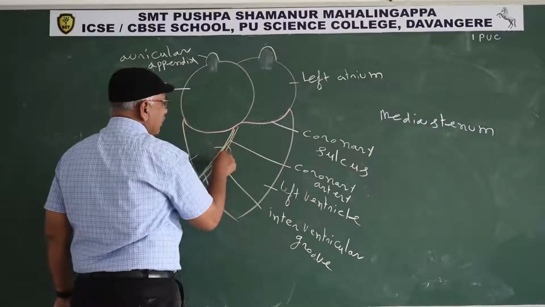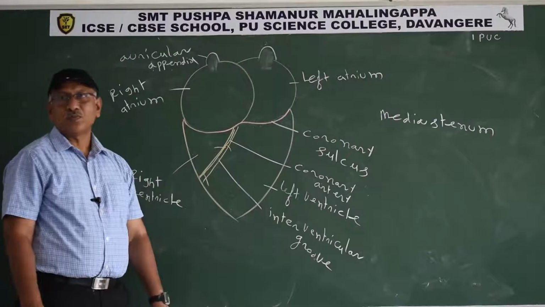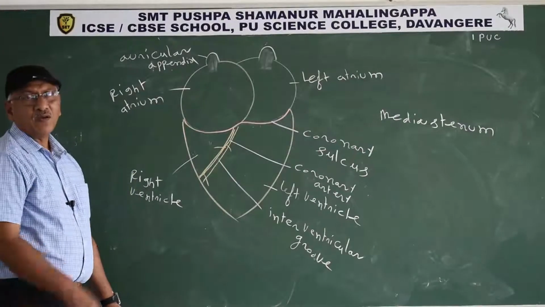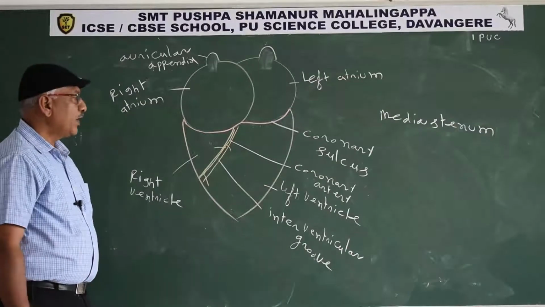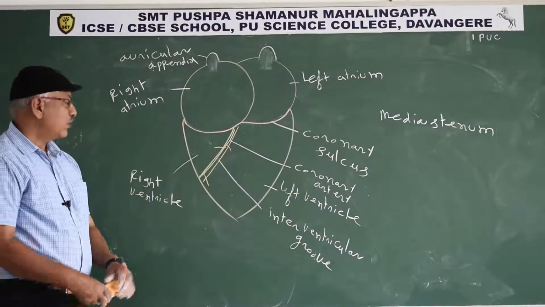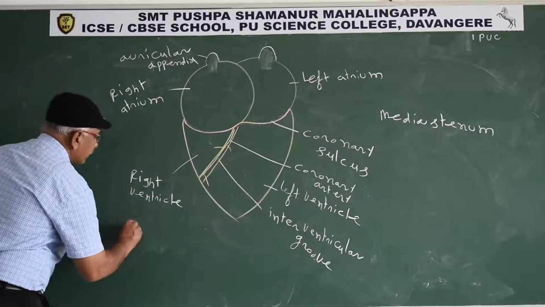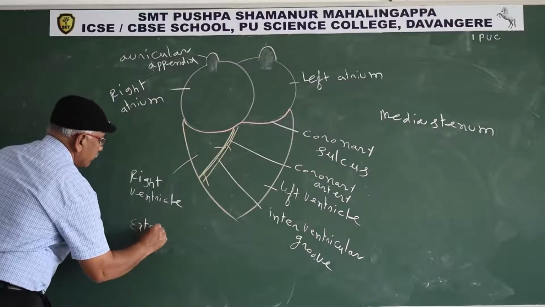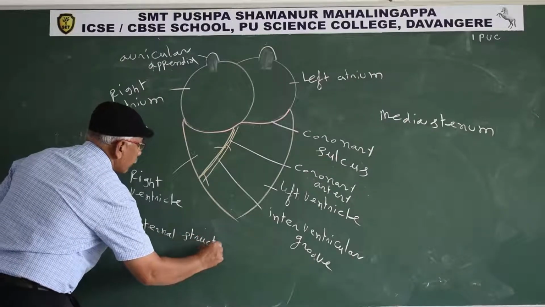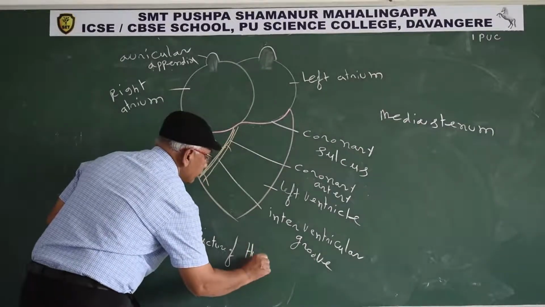The coronary artery and its branches are lodged in the interventricular groove. The coronary artery supplies oxygenated blood to the wall of the heart. So this is the external structure of the human heart.